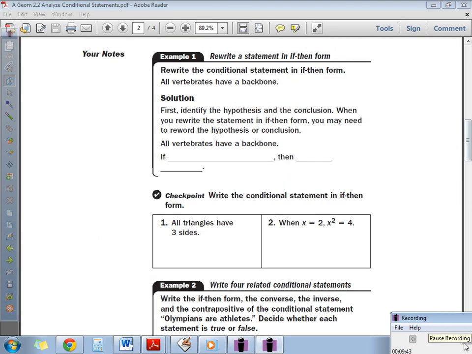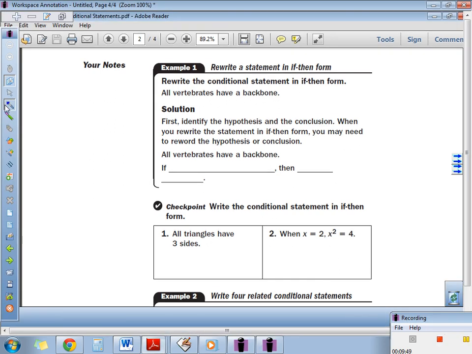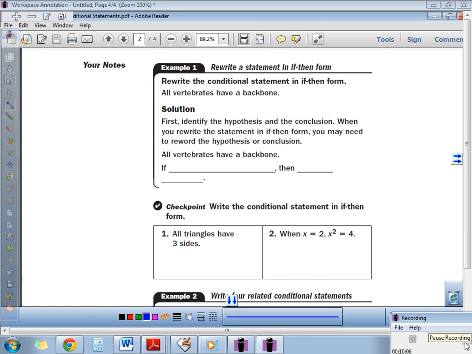I guarantee this next question on the test. It says, example 1, rewrite the conditional statement in if-then form. So we take that statement and we have to insert and occasionally reword. I like to keep most of those words, though, to make it sound like the original statement. I'll give you a second to try that on your own. Sometimes you may have to reword, add, or subtract as long as you don't change the original meaning. It says all vertebrates have a backbone.